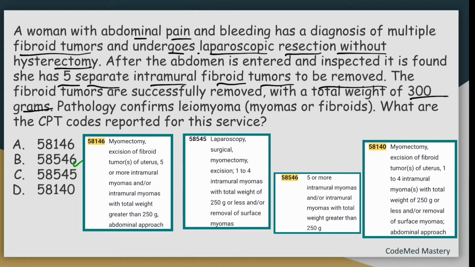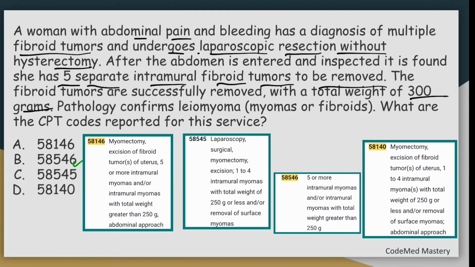Because 58546 is for laparoscopy surgical myomectomy. In the scenario, there is a laparoscopic procedure and the fibroid tumors are successfully removed. Pathology confirms leiomyoma, myomas or fibroids. So this procedure is laparoscopy surgical myomectomy excision, and here there are 5 intramural fibroid tumors. In 58546, there are 5 or more intramural myomas. So that is matching, and the weight is 300 grams. In the code 58546, they have mentioned myomas with total weight greater than 250 gram. So that is also matching. So the right answer is option B.